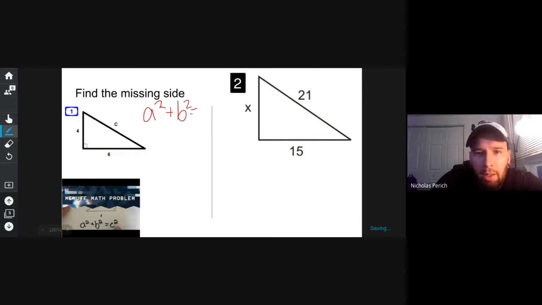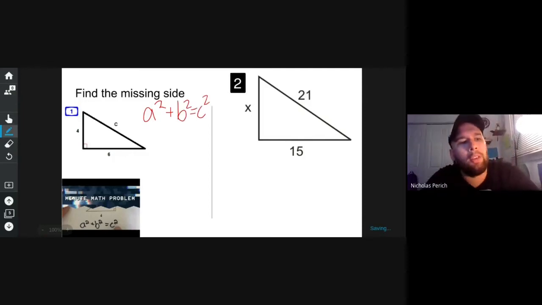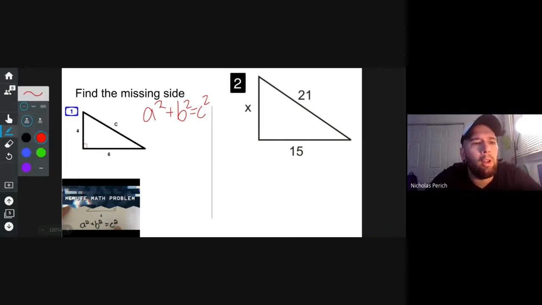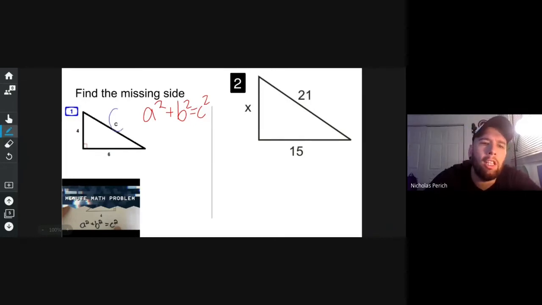A squared plus B squared equals C squared, that's my Pythagorean theorem. What I have to do is label my triangle. C is always going to be the longest side, that's my hypotenuse. I'll call you A, I'll call you B. It really doesn't matter which one you call the legs as long as the longest side is C.